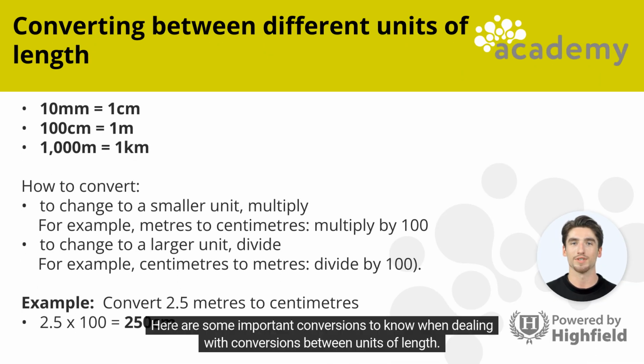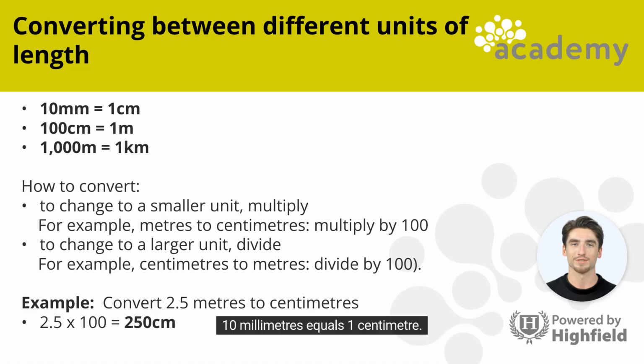Here are some important conversions to know when dealing with conversions between units of length. 10 millimeters equals 1 centimeter. 100 centimeters equals 1 meter. 1,000 meters equals 1 kilometer.